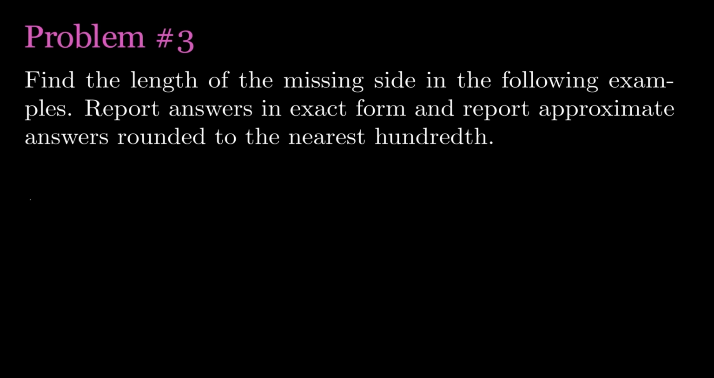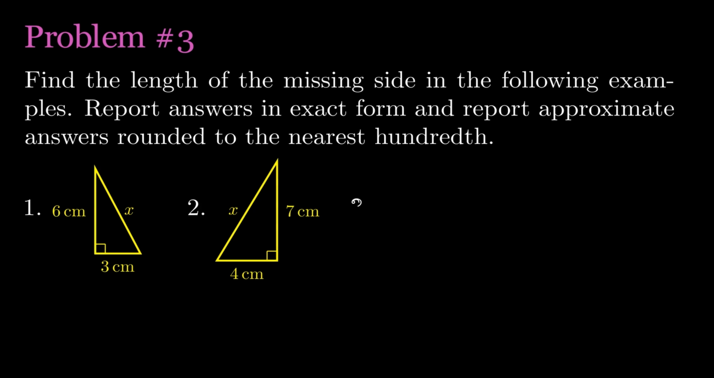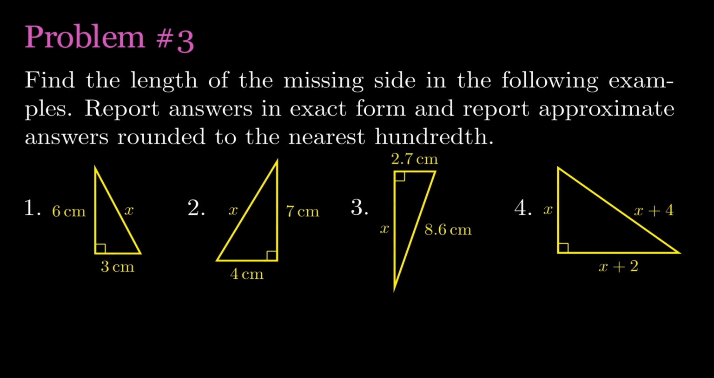Hello, we are in Chapter 5, Section 5.8, the Pythagorean theorem and the distance and midpoint formulas. In this video, we are going to go over problem number 3, in which we are to find the length of the missing side in the following examples, reporting answers in exact form and approximate answers rounded to the nearest hundredth. We have 4 examples in here, and we will be using the Pythagorean theorem in all of them.